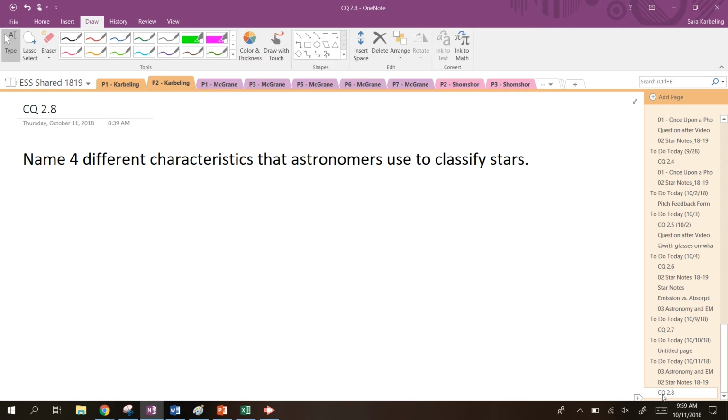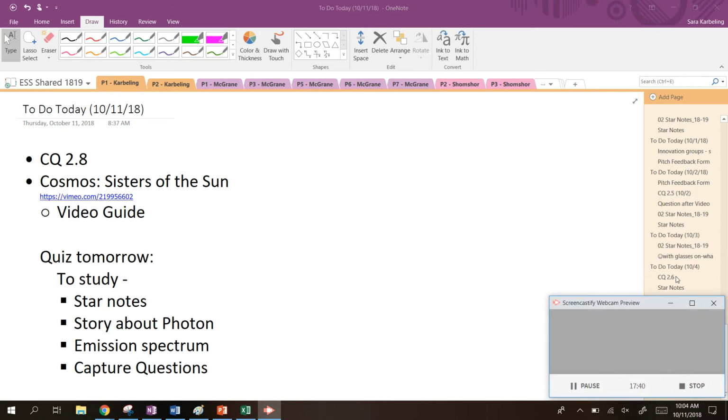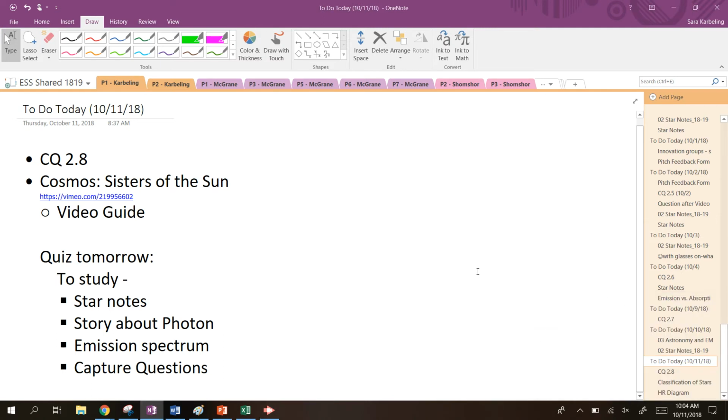Name 4 different characteristics that astronomers use to classify stars. Oh, wait, there were more than 4. You can add them all. We're going to add that list. So go ahead and write stuff down right now. We'll discuss it in just a minute. Take a look at your star notes. The story of the photon. Do you remember with Fina and Heidi and Heisa?